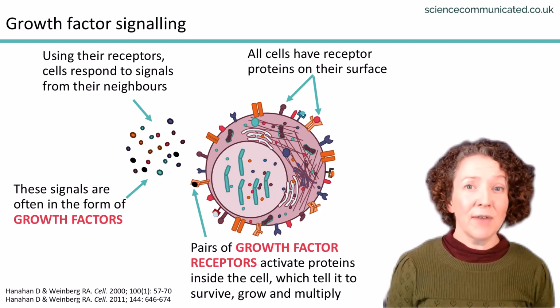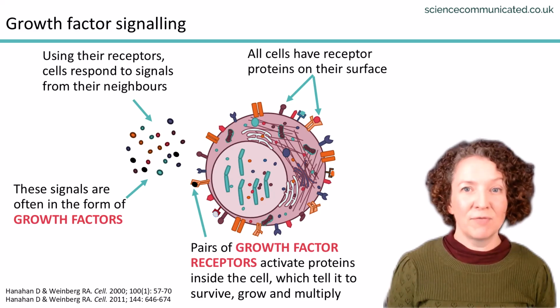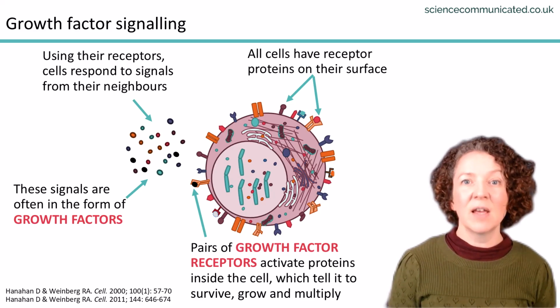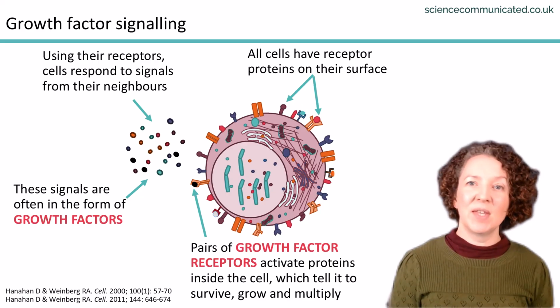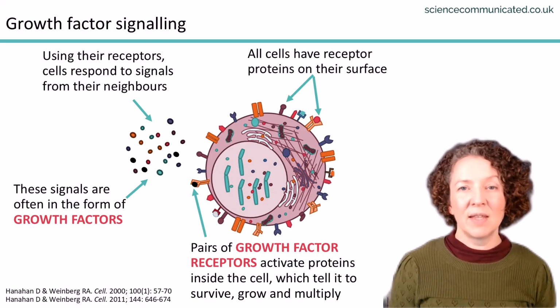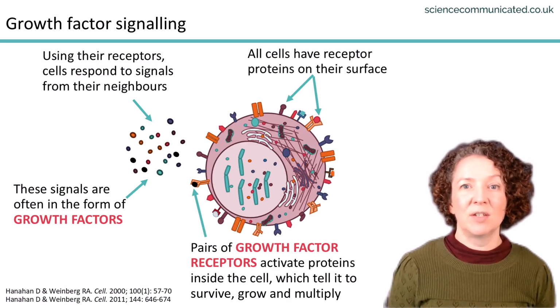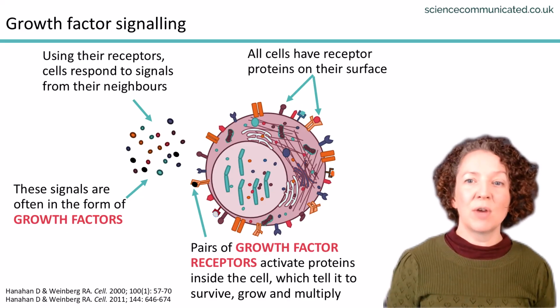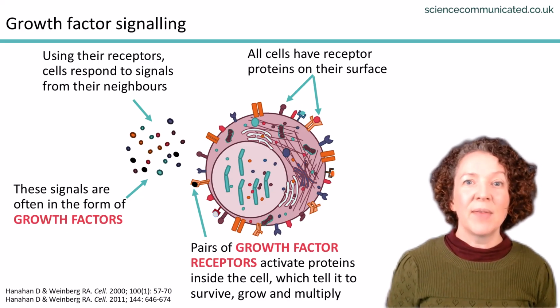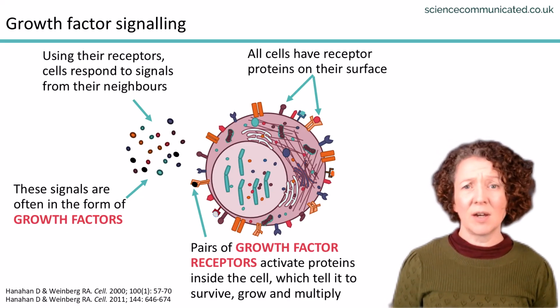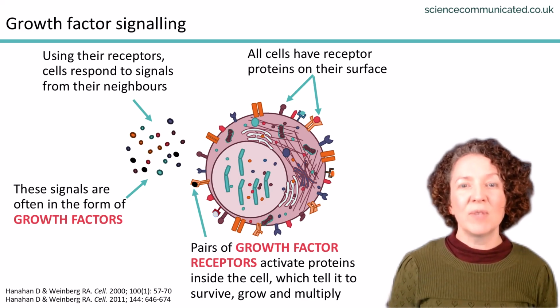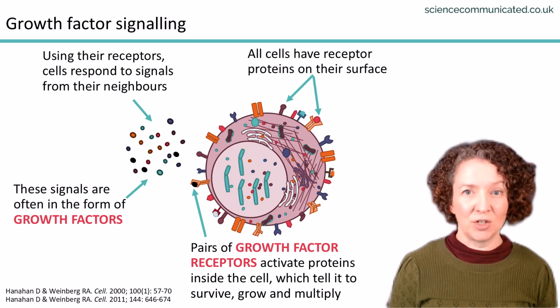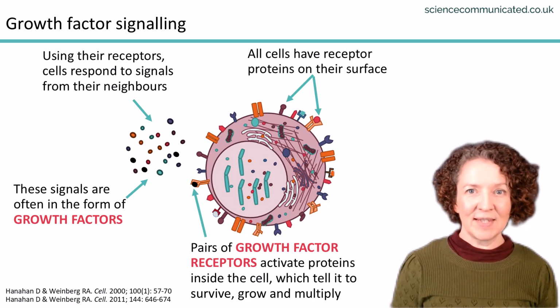And when the growth factors latch onto growth factor receptors on the cell surface, that triggers a chain reaction within the cell, and it culminates in the cell receiving the message to survive, but possibly also to grow and to multiply. And that's why this process has to be under tight control so that cells don't receive the signal to multiply when they shouldn't do. I'll go through this now in slow motion.